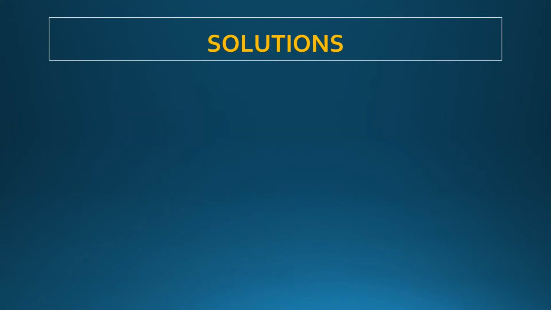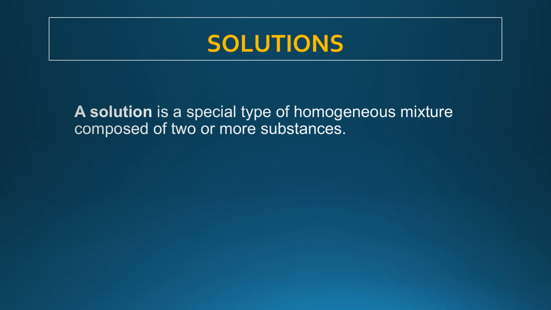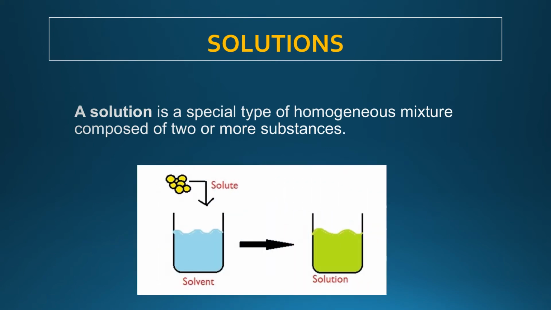A solution is a homogeneous mixture which is made of two components, a solute and a solvent. When this solute is dissolved in a solvent, we get a solution. The majority of the component in a solution is made of the solvent.